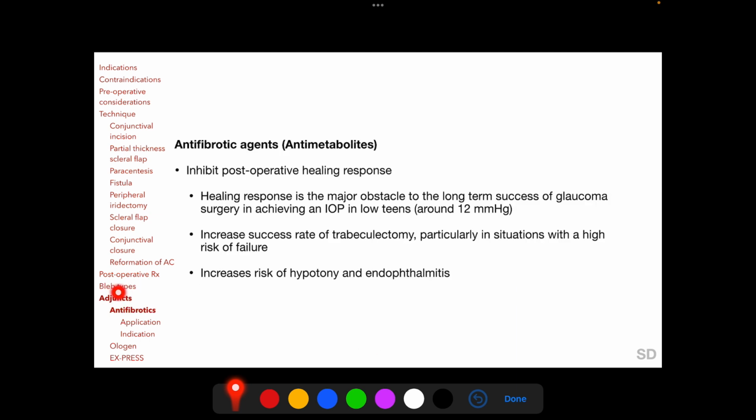Then we come to adjuncts, which may be used during a trabeculectomy procedure, and among adjuncts we have antifibrotics, Ologen implant and Ex-PRESS shunt.